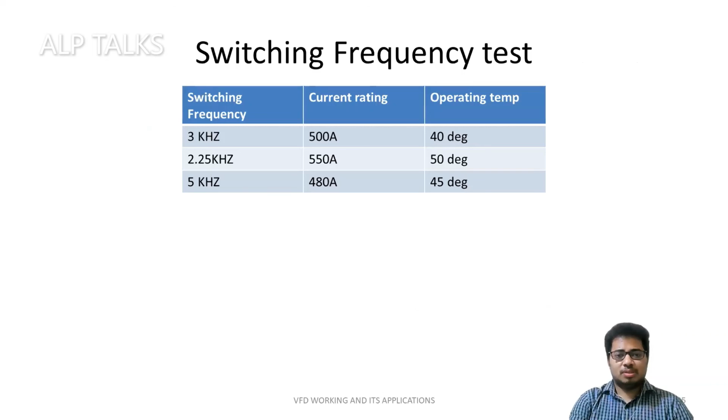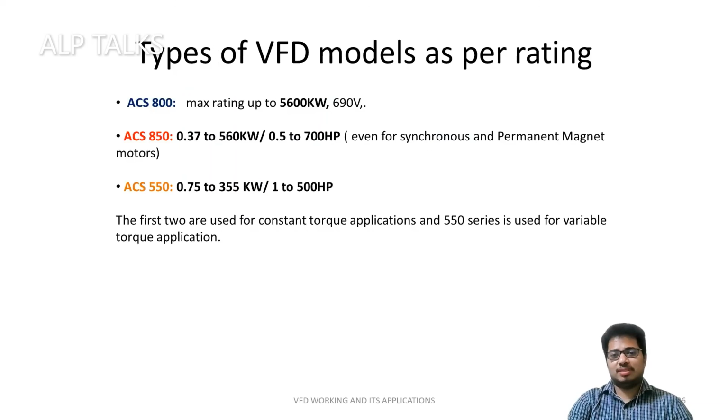So we now have the switching frequency test. What will we do actually in the switching frequency test? There are some at 3 kilohertz, 2.25 kilohertz and 5 kilohertz. This is the switching frequency. We have current ratings 500 amp, 550 amp and 480 amp. These are the different currents we have, and the operating temperatures are also different.